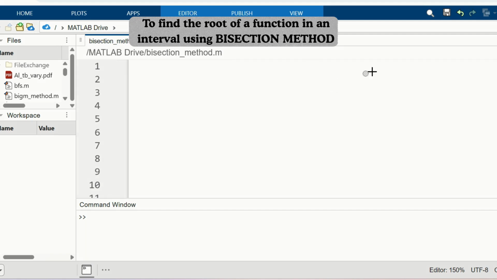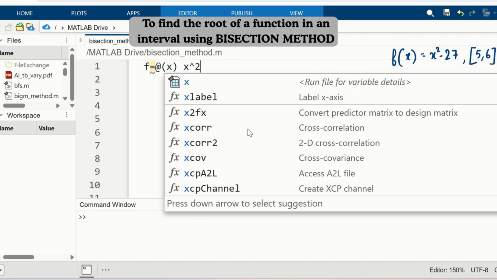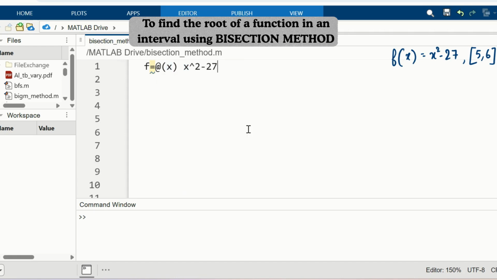So for writing the code, let us consider the function f of x to be x square minus 27 and its root lies in the interval 5, 6. So let us write the code for this. Our first step will be defining the function. So let us name our function as f. You know that a function always begins with at, then in brackets we write the variables. We have only one variable, so we will write only x. Then we'll define the expression, which is x square minus 27.